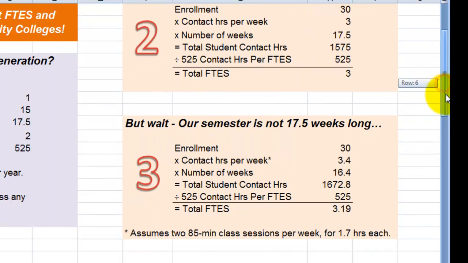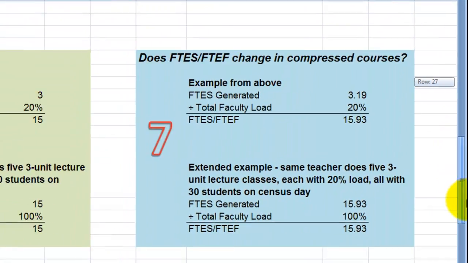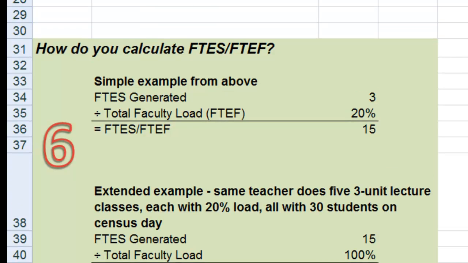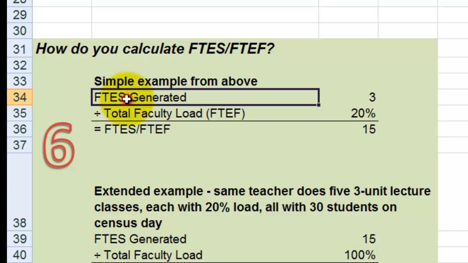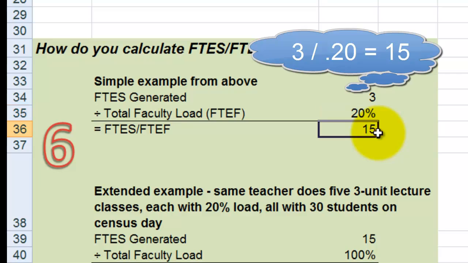Let's move down. All right, so how do you calculate these WSCH or the FTES per FTEF? Well, this is actually very, very simple. In the example above, the class generated 3 FTES. And you just divide that by the total load associated with that class. So that class was a 3-hour-a-week class. It's your traditional 20% lecture class. And so 3 divided by 20% gives you 15. So the FTES per FTEF for that class is 15.